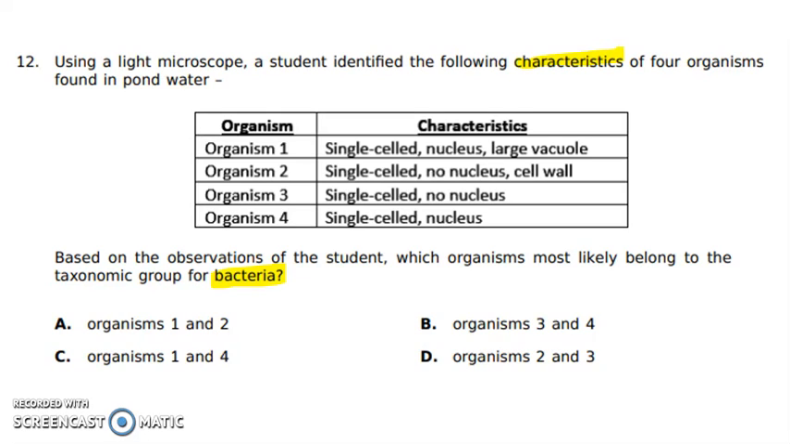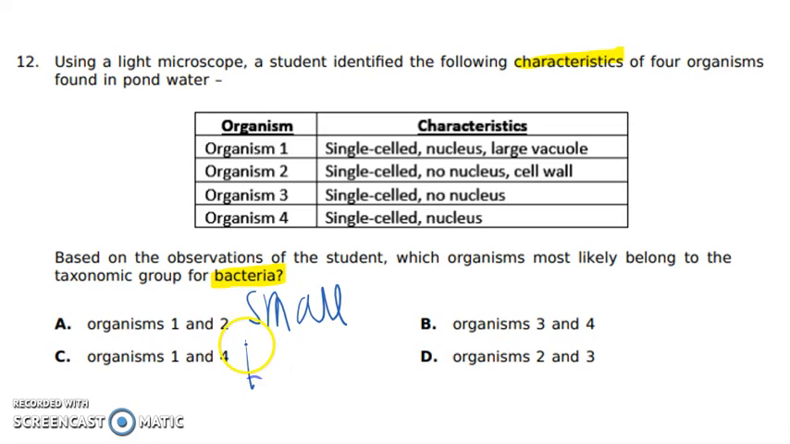So the first thing that we want to do is brainstorm and remember anything about bacteria that we can. So some of the things that we should remember about bacteria is that they are very small. Remember that we can't see bacteria with just our own eyes. We have to look at it under a microscope.